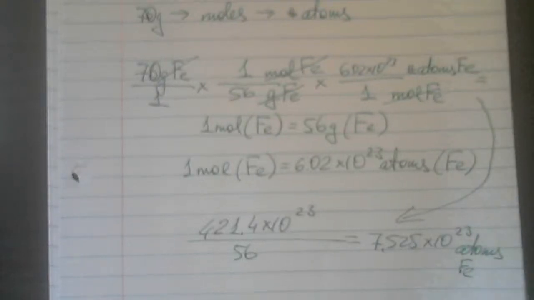Okay, so let's play it that way around. Let's say somebody told me that I have 52.7 times 10 to the power of 23 atoms of iron. And the question is, how many grams would that sample weigh? How many grams of iron do I have?